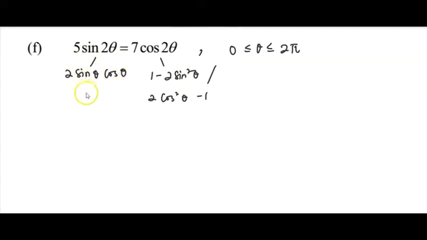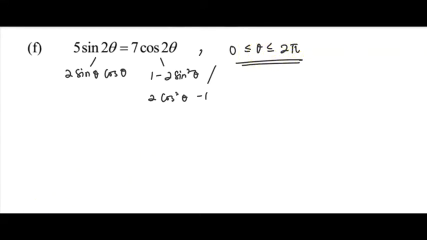Later on, you're going to move all the terms to one side and then factor out the like term, the common factor. Then you solve for the equation. Remember, your answer must not exceed 0 to 2 pi, and your final answer should be in radians.